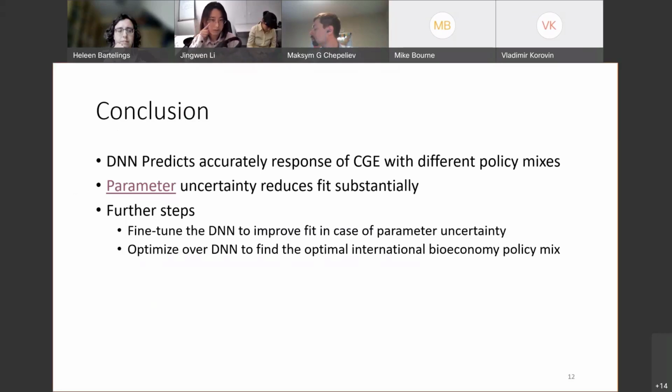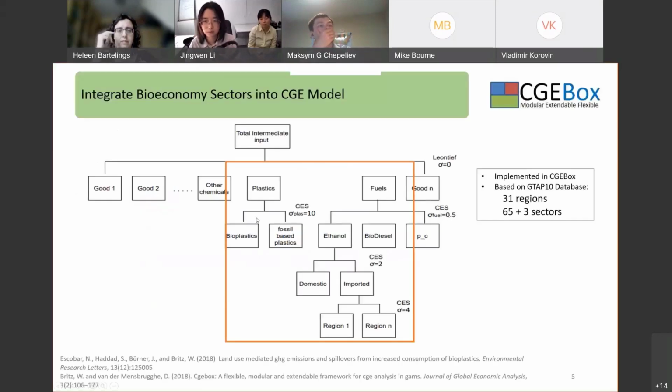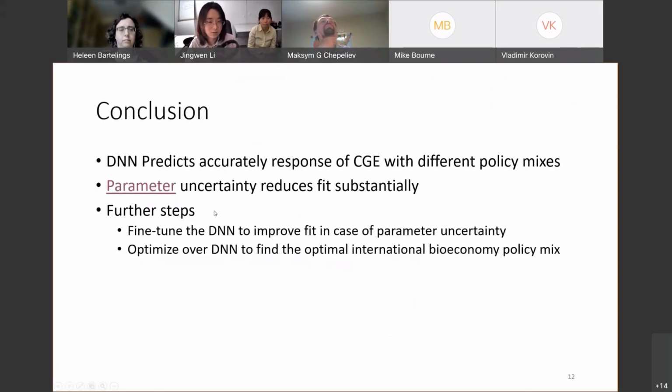But it becomes a little bit trickier when we add parameter uncertainties, for example, the substitution elasticities. When we add parameters like that, the fitness drops substantially. For example, in our case with 3 outcomes, it dropped from 99% to 90%.